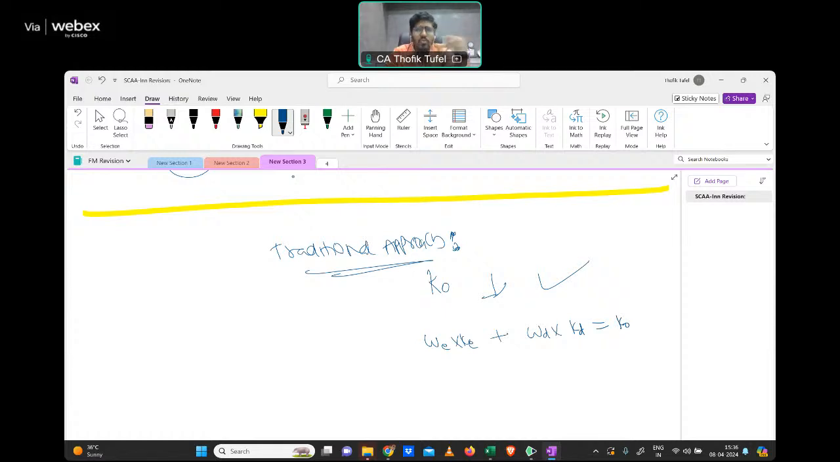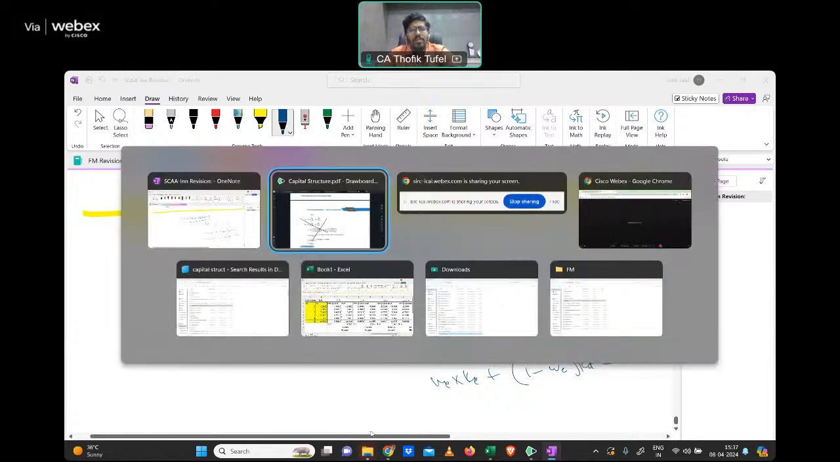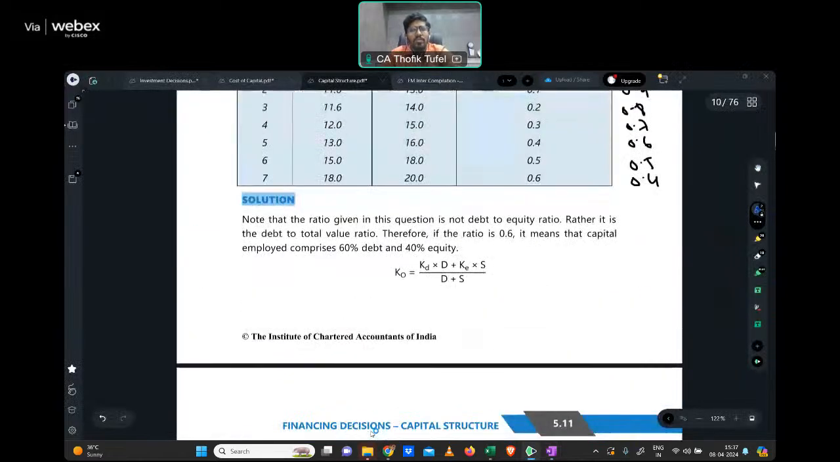Now, when you are having only two sources of capital, so weight of equity into cost of equity, weight of debt is nothing but 1 minus weight of equity into cost of debt, you are going to get the overall cost of capital. Wherever the overall cost of capital is low, that is what is the best capital structure. Okay, so just see the traditional approach.